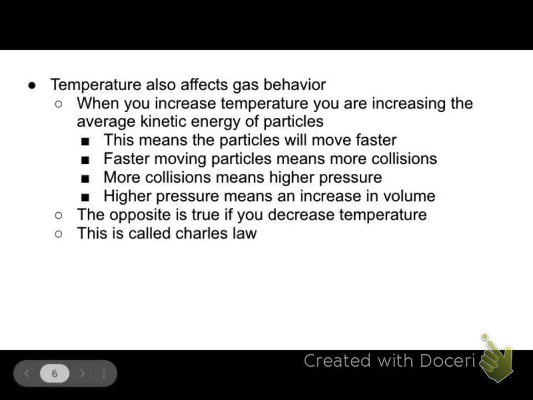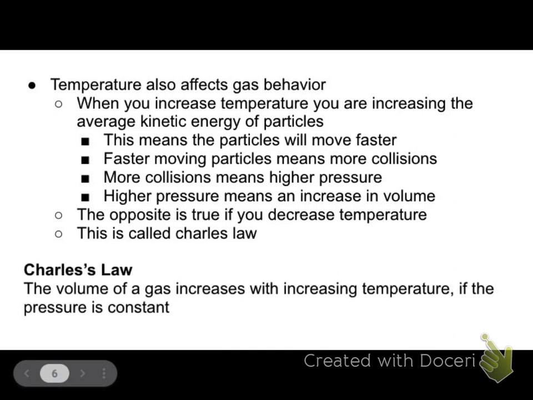What we've just described is called Charles' law. Charles' law is stated as the volume of a gas increases with increasing temperature if the pressure is held constant. So, because both pressure and temperature can affect volume, you have to hold one of them constant in order to see the trends in the other one.